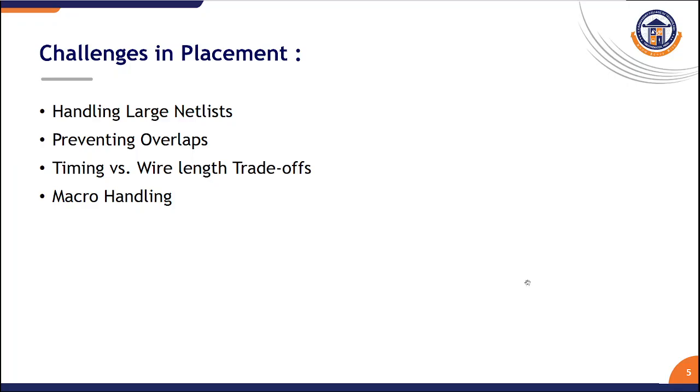Next is the challenges in placement. There are several challenges in placement. The first, handling a very large netlist with millions of cells is complex. Second, the overlap between cells must be avoided. Third, there is a trade-off between timing optimization and wire length minimization. Finally, handling large macros along with small standard cells makes placement more difficult.